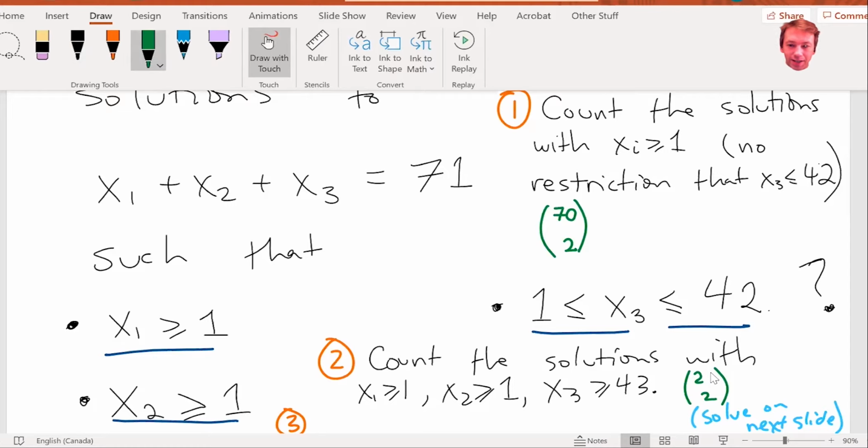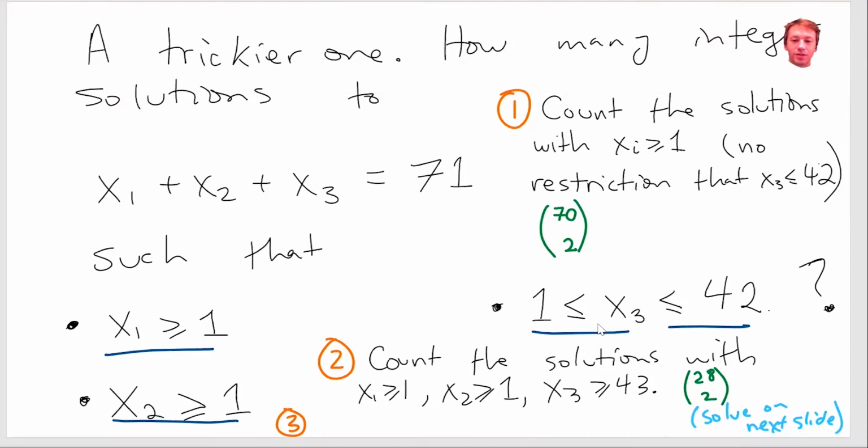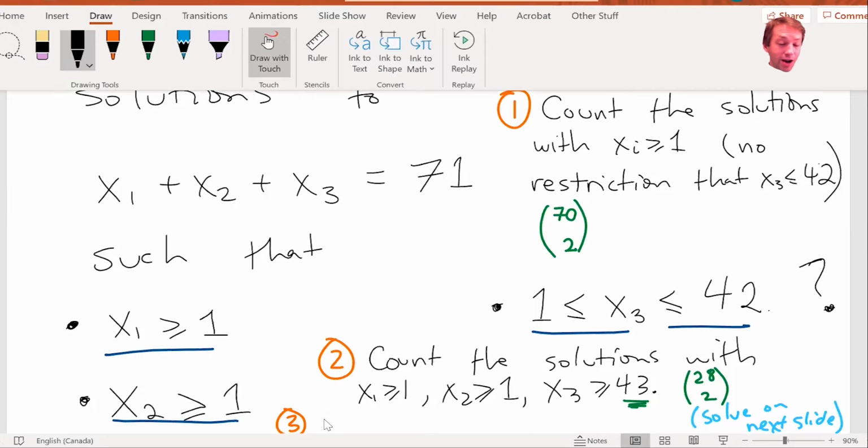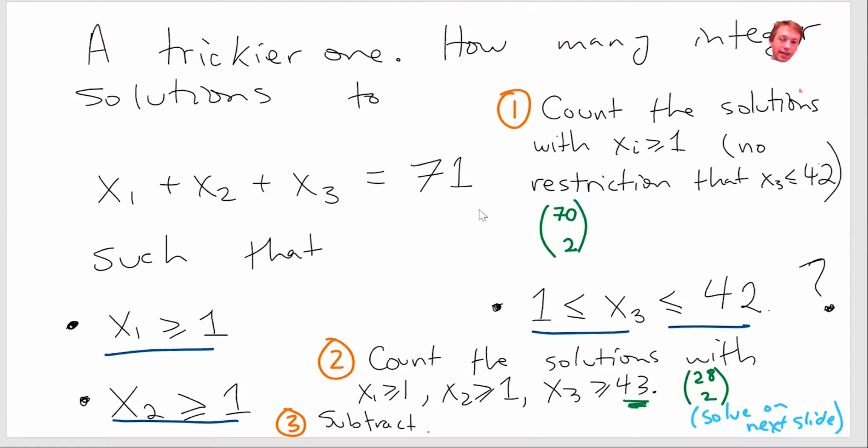28, because I subtracted 41. I should have subtracted 42, because that's 43, not 42. Right. And then subtract them, right? So this is again this nice trick.